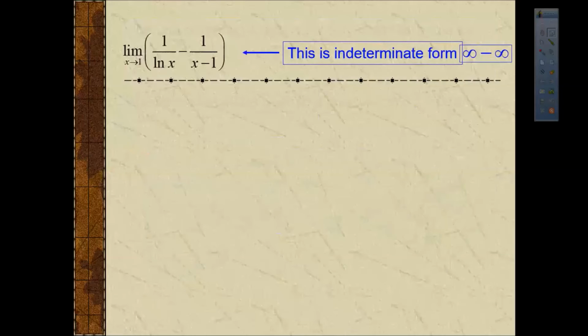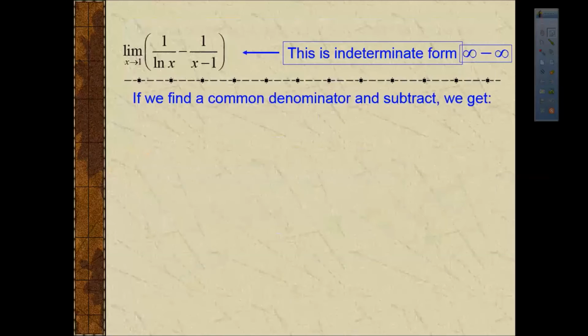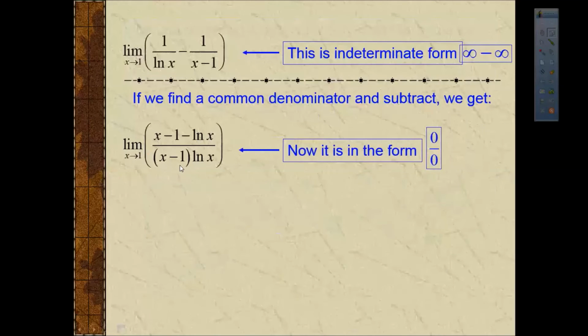Remember, L'Hopital's rule can only be applied if we have a single fraction. The trick here is just to combine these two fractions: find a common denominator and subtract. If you want to verify that this is the expression above written as a single fraction, find common denominators and subtract, and this is what you wind up with. Now, if we try direct substitution with x equals 1, we'll get a 0 in the numerator and a 0 in the denominator. That's the old familiar indeterminate form that allows us to use L'Hopital's rule.